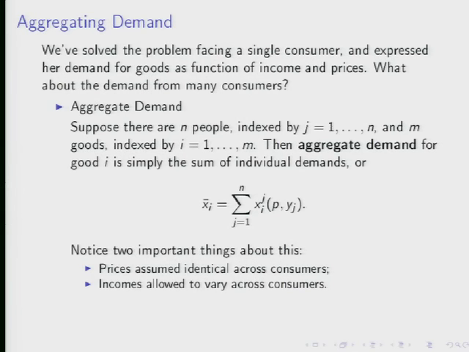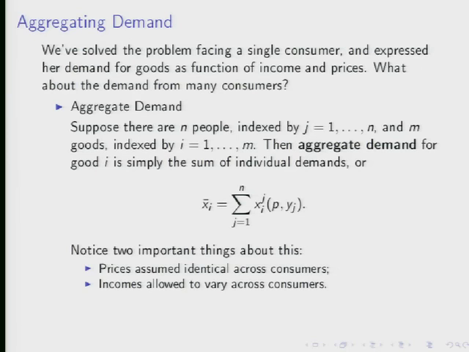So let's say there's a population of people, n of them. So in this room there's something like 90 people. And we're going to index these people by 1, so person 1's name is 1, person 2's name is 2, and so on. And there can be m different goods. Okay. So the aggregate, I'm going to use a notation here. The demand for the jth person for the ith good is just x sub i super j. And it'll depend on prices and on income. Okay, now there's something important that we're assuming here.